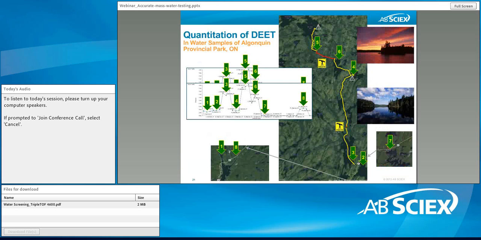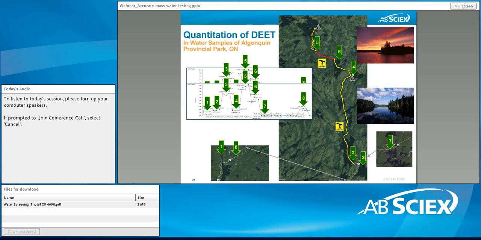And here's an example: a couple of environmental samples which have been collected on a canoeing trip in Algonquin Provincial Park, a couple of hours north of Toronto, where our office is. We took a couple of water samples throughout this canoeing trip, and you can see that the DEET concentration in the lake water goes up and down. It's very much connected to the tourist use of these lakes.